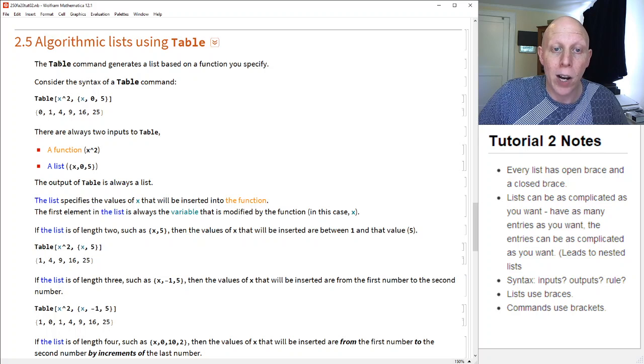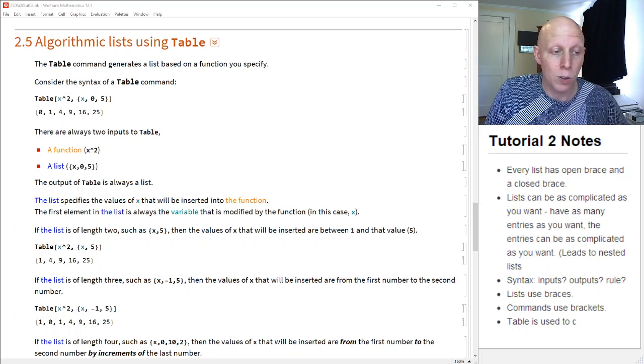If you're used to programming in other programming languages, you may have used a for loop to do this type of thing. In Mathematica, a for loop does exist, but you will probably not be using a for loop at all. Alright, so let's talk about Table. Table is a way to generate a list based on a rule or a function that you specify. Let me write that down. Table is used to create a list based on a rule.